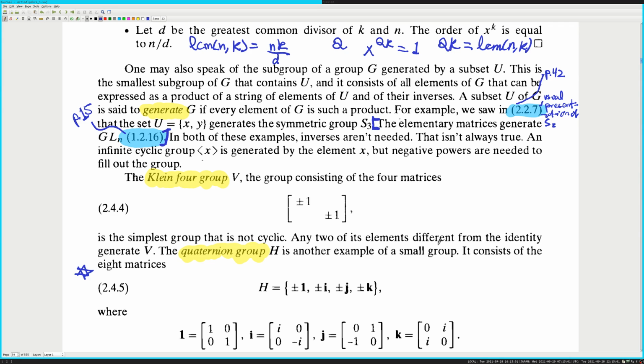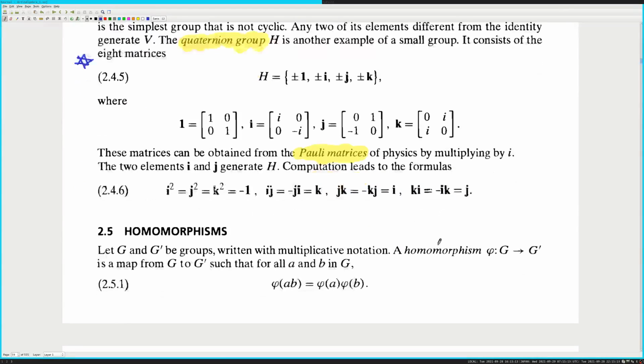The Quaternion Group H is another example of a small group. It consists of plus or minus 1, plus or minus i, plus or minus j, plus or minus k. Okay, yeah, the quaternions I kind of know. I know that these adjoin i, j, k to the rationals. That's what I'm more familiar with. These can be obtained by, I don't know, those Pauli matrices.